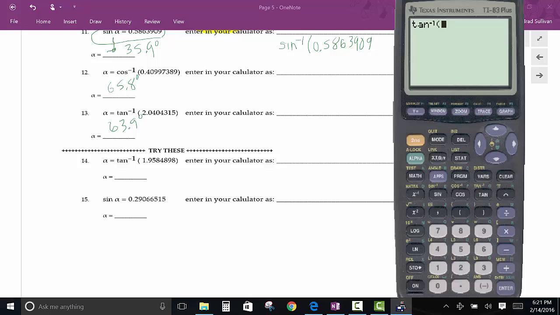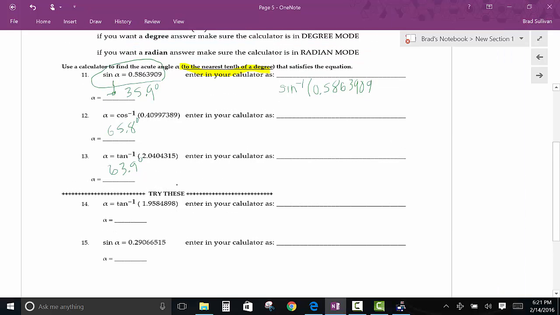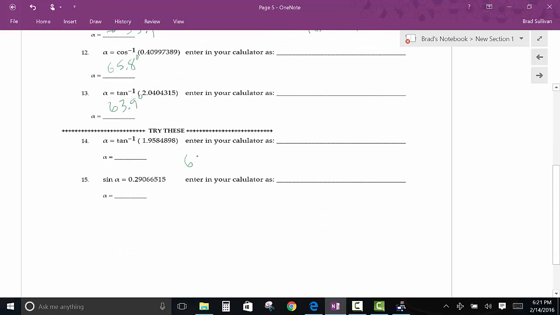So if we do the inverse tangent of 1.9584898, that's going to give 62.95. If we round that to a tenth of a decimal, you have 62.95 now. If you're rounding that to one decimal, well, that's got to go up. The 9 has to go up to 10, really. So you would just say 63.0 degrees, or just 63 degrees like that, okay?